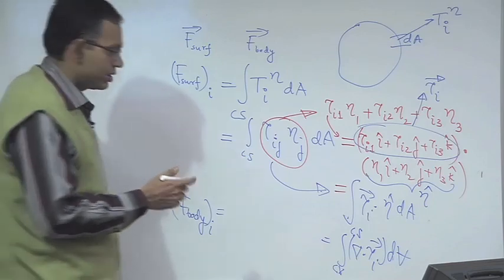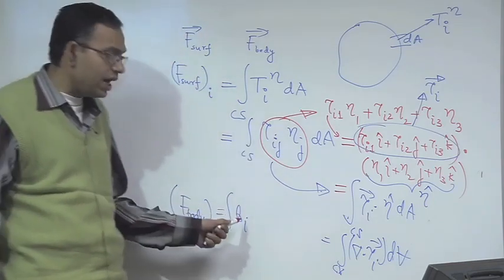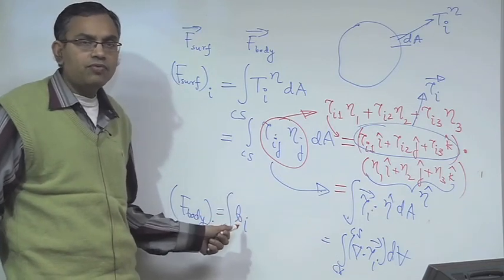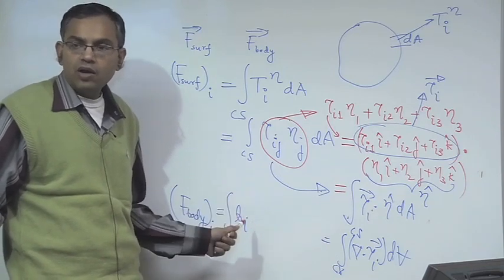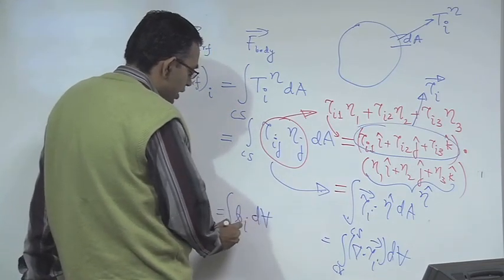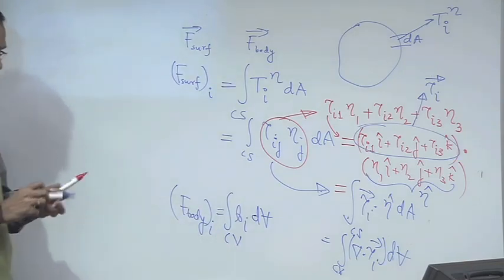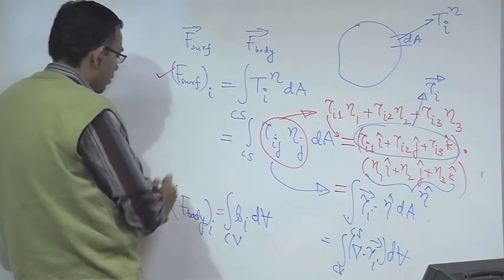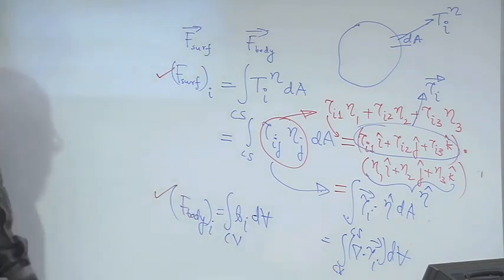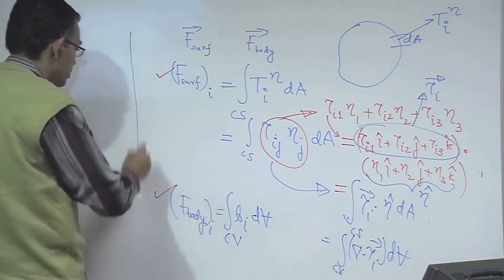So, the body force, if B_i is the body force per unit volume along i. So, what is B_i? Small b_i is the body force per unit volume along i. So, if you just multiply it with dV and integrate it over the control volume, then this is the body force. So, by these two we have represented the surface force and the body force. So, we have represented the force in the Reynolds transport theorem for linear momentum conservation.